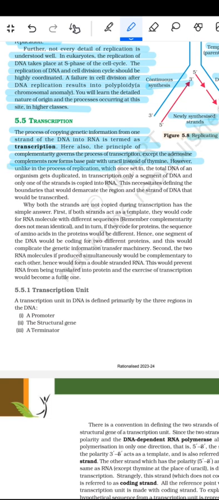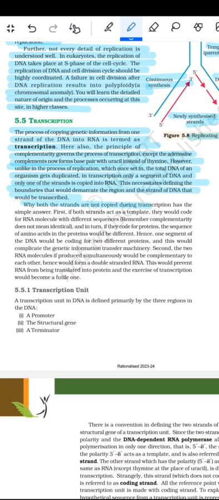However, unlike in the process of replication, where the total DNA of an organism gets duplicated, in transcription only a segment of the DNA and only one of the strands is copied into the RNA. This necessitates defining the boundaries that would demarcate the region and the strand of the DNA that would be transcribed.